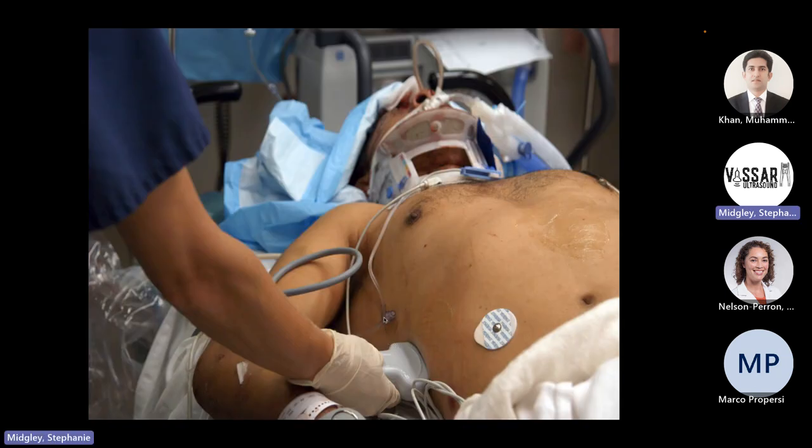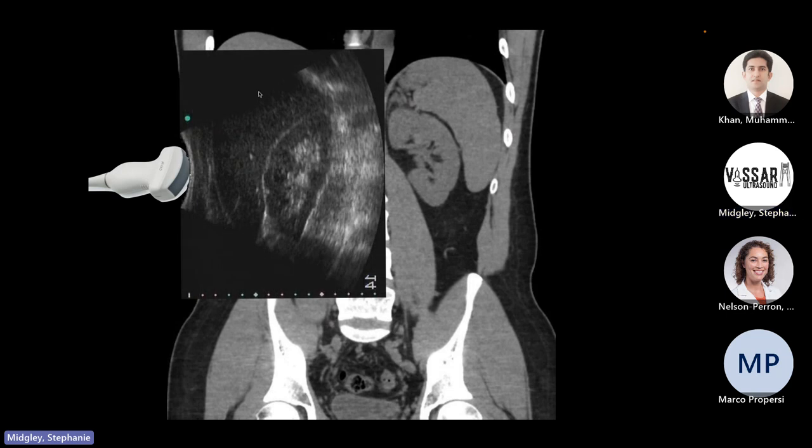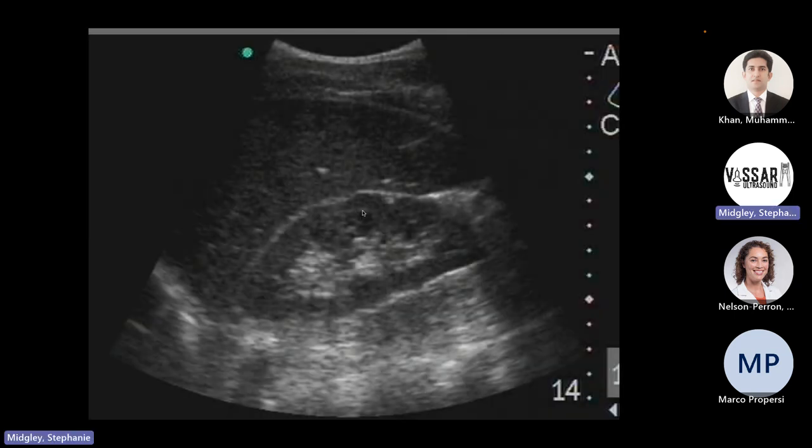Again, probe marker up towards the head, mid axillary line still on the rib cage. And so this is the view that you're getting, right? So this is our coronal view. Here's liver, here's kidney, and then diaphragm's up at the top. And then, right, spine is right here. So spine is the deepest structure. So if we rotate it, this is what you get.